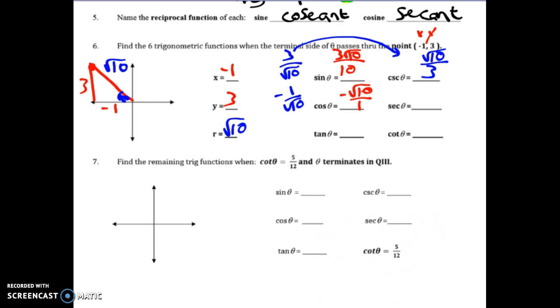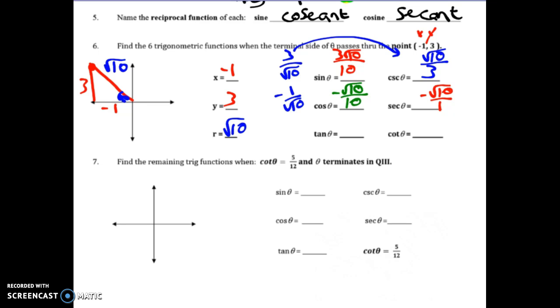For the secant, if I, I completely screwed up, guys. I'm sorry. I gave you the secant value. All right, let's try this again. If I were to rationalize for cosine, that'd be negative rad 10 over 10. I got a little ahead of myself, and for that, I am sorry.